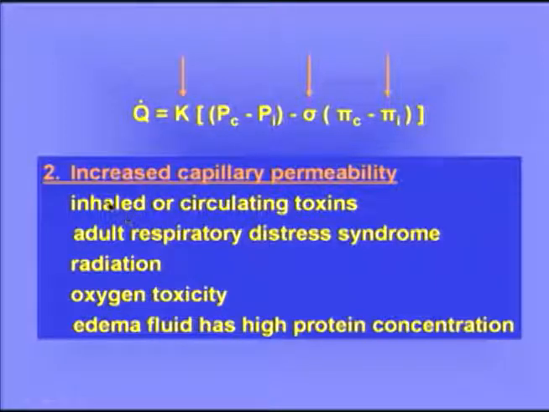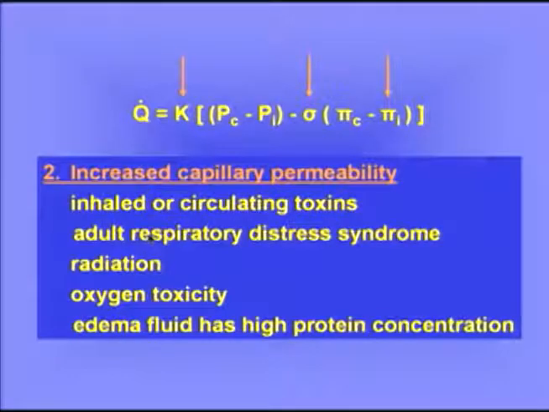And there are a number of causes of that, including inhaled or circulating toxins. An important cause is toxic gases. Chlorine gas, for example. Every now and again, somebody is exposed to chlorine gas in an industrial setting and develops pulmonary edema. A very important cause is the adult respiratory distress syndrome, and we'll be talking about that later when we talk about respiratory failure. In that condition there is a big increase in capillary permeability, which causes edema to occur. Radiation of the lung is another cause of increased capillary permeability.